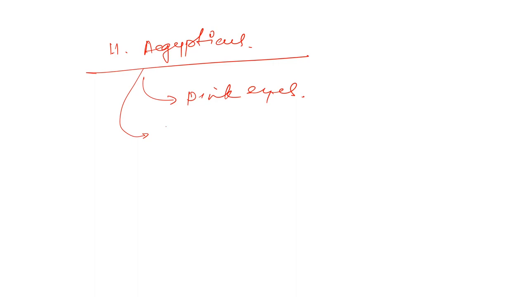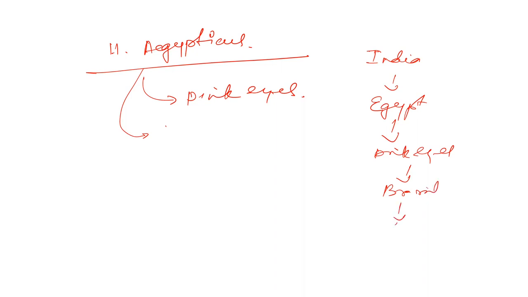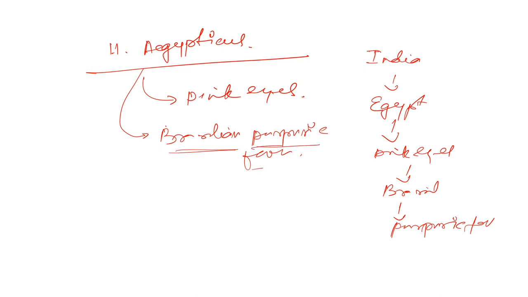After Egypt, now you are going to Brazil. First you are in India, then you went to Egypt, you got what? Pink eyes. And now you went to Brazil, and you got purpuric fever. So pink eyes and Brazilian purpuric fever are caused by Haemophilus aegypticus. There is no Haemophilus brasileus, nothing like that. Brazilian purpuric fever is caused by aegypticus only.